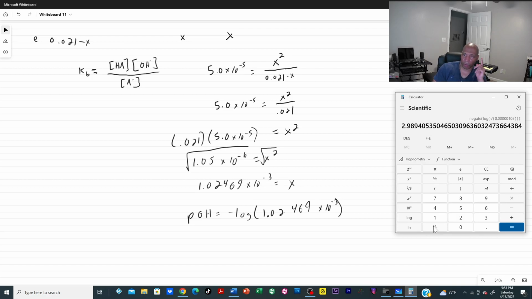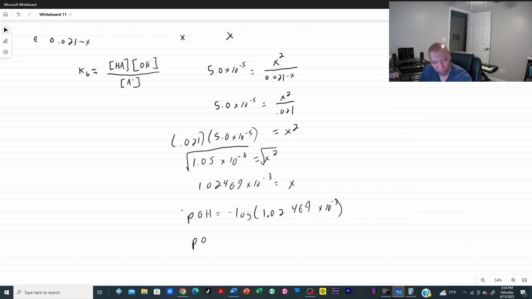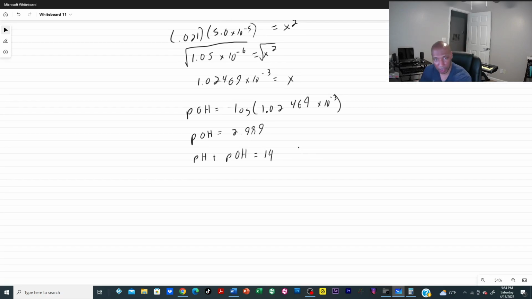2.9894. Let me go ahead and report this to the correct number of significant digits. So let's see. I started off, I had two numbers that were both good to two significant digits, and then I took the square root. So that answer would have been good to 3. Then I took the log, so that my mantissa is good to 3. Since my characteristic has one digit in it, this number is good to 4 significant digits, so it's going to be 2.989.